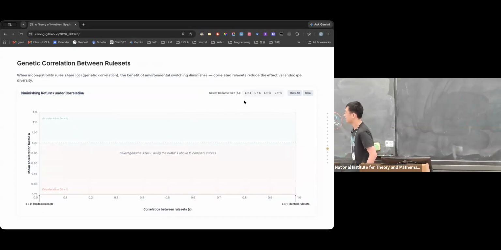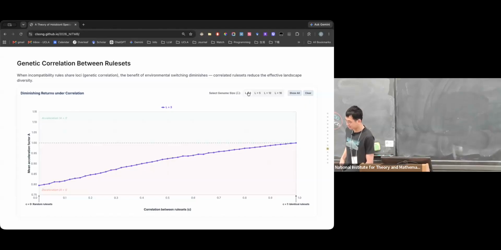So far, we have made a very strong assumption that once the microbiome environment switches, the incompatibility rules change randomly. To account for this, let's introduce some genetic correlation between the incompatibility rules. On the x-axis is the correlation between the rules. If c equals 1, the rules are identical, so nothing changed. If c equals 0, it's a random rule, which is what we have shown you before. And this is what happens.